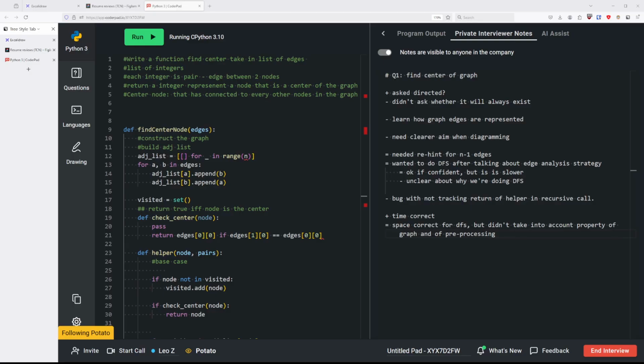Oh, the node with the most edges. Oh, true, true. Yeah, I see. If you were to make that connection, this problem would essentially become: in a list of pairs of numbers, find the number that appears the most often. Oh, okay, gotcha.